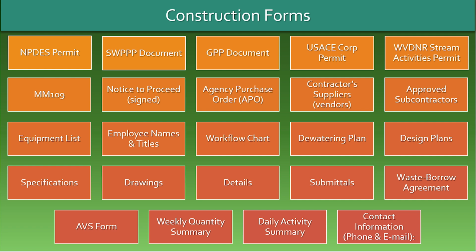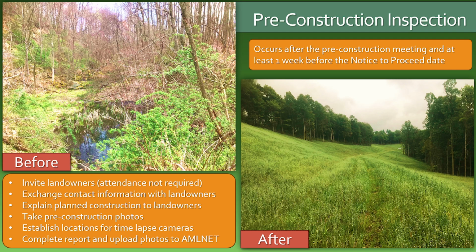Inspectors must have contact information, phone and email, for the contractor's superintendent and on-site foreman, the department construction representative and project manager, and a contact person for all landowners. The inspector will conduct a pre-construction inspection after the pre-construction conference at least 1 week prior to the notice to proceed date. Inspectors are responsible for understanding how the reclamation work will be completed.